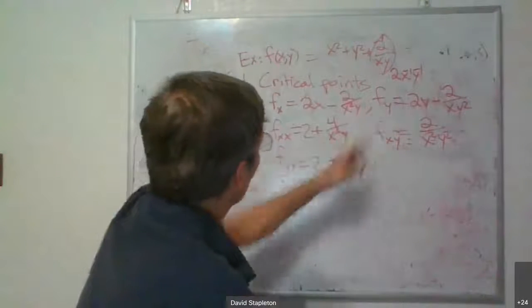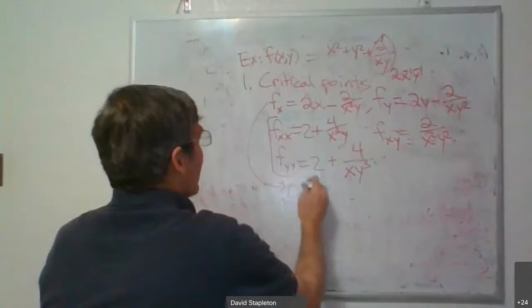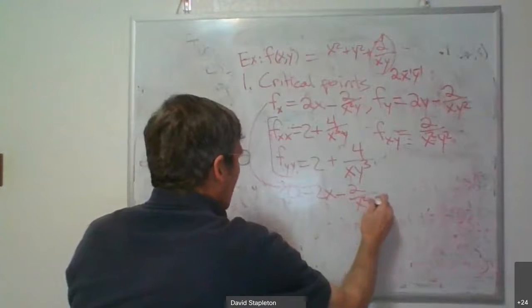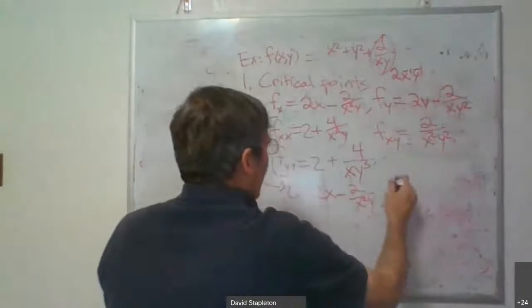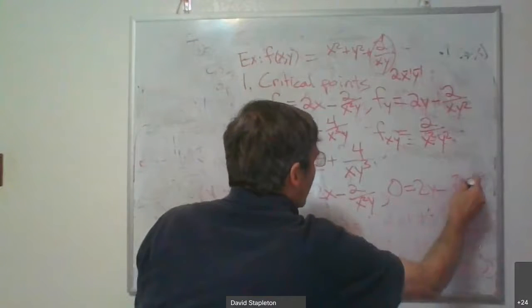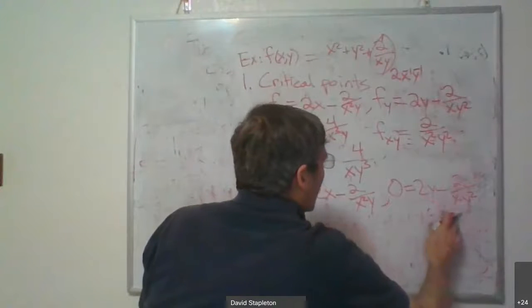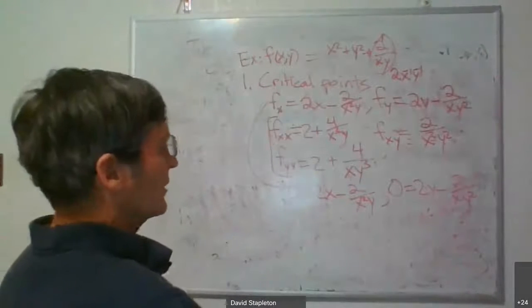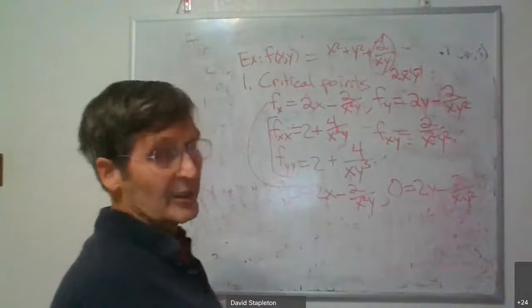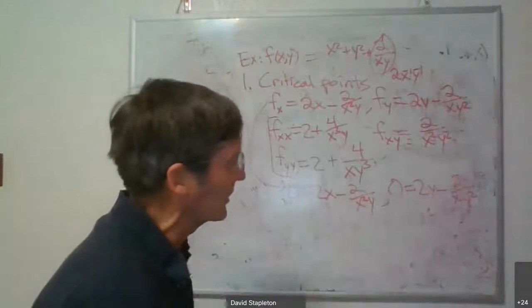So what are the critical points? I need the first derivatives set equal to 0, so these second derivatives I don't need yet. I'll set 0 equals 2x minus 2 over x squared y, and the partial with respect to y equals 0: both derivatives equal 0. 0 equals 2y minus 2 over x y squared. These are nonlinear equations in general. There's no good way to solve these. Generally the best way is to solve for a variable in one equation and substitute it into the other.